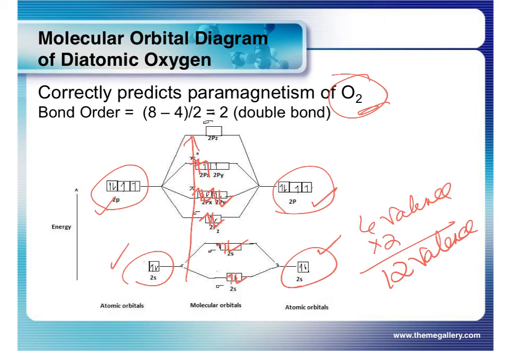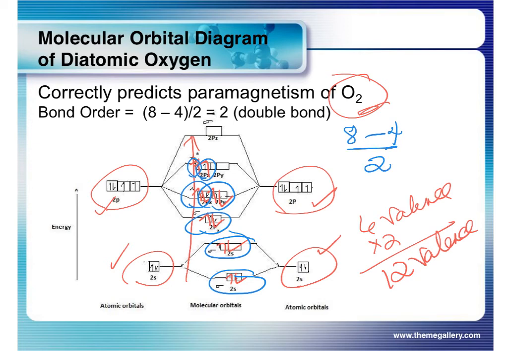So let's find the bond order first. How many electrons are in bonding molecular orbitals? 2, 4, 6, 8. How many electrons are in anti-bonding orbitals? 2, 3, 4. The difference divided by 2 gives a bond order of 2, which means, according to theory, molecular oxygen should have a double bond. And it does, so it supports that beautifully.